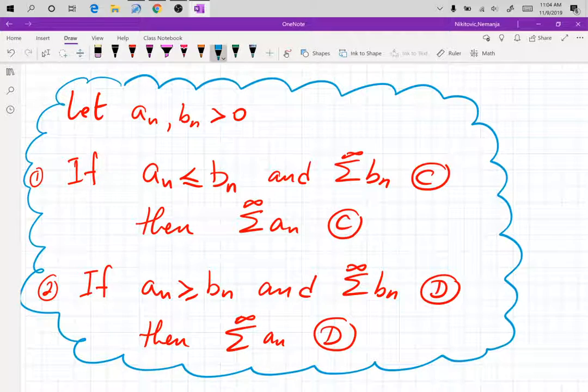And with this, we are going to deal with problems that are close, but not exactly either geometric or something.